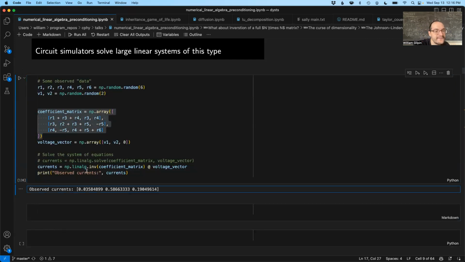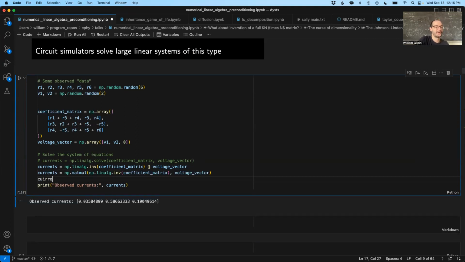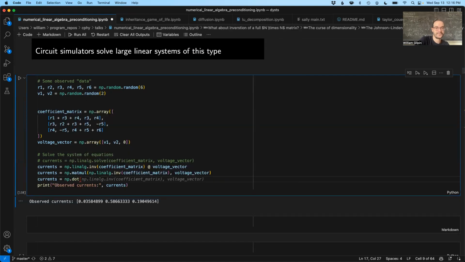Is the at symbol like some like three? Yeah, so this is I think Python specific because I think at is different in MATLAB, but at means matrix multiplication. But I could also do currents equals np.matmul, and I have to do the inverse. And there's even actually other ways to do this. So, for example, dot products are basically just matrix multiplications with a vector instead of a matrix. So you can also use dot.